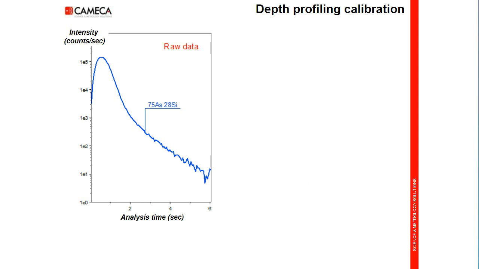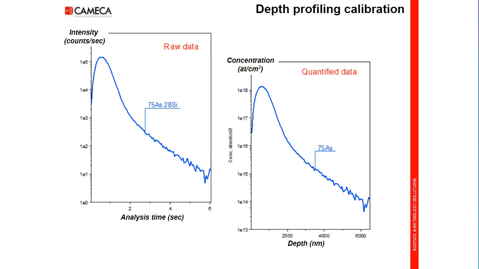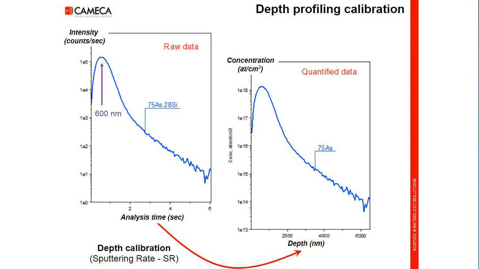How to obtain quantified data, concentration versus depth. Depth calibration, conversion of sputter time to depth, is usually carried out by measuring the final crater depth with a mechanical stylus profilometer, or by measuring the sputtering rate on a standard sample using the known depth or thickness value.